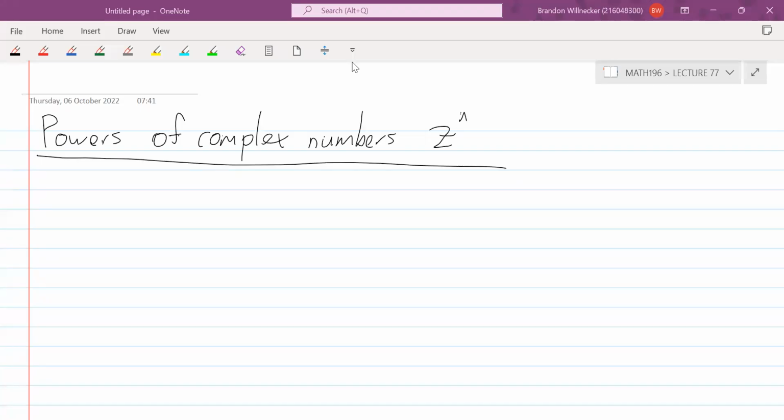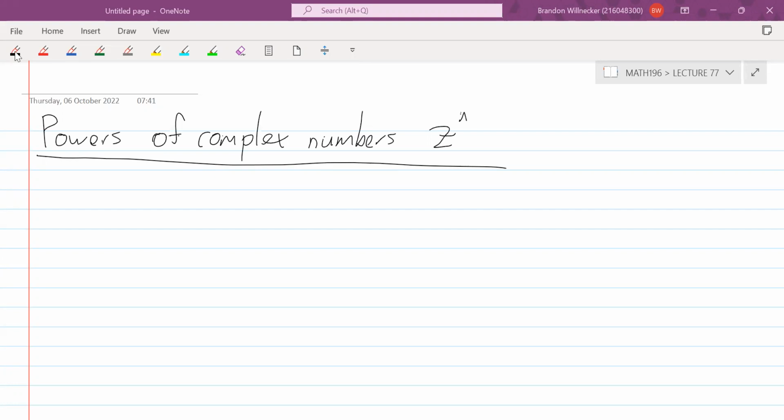Hi everyone. So today we're going to be looking at powers of complex numbers. So that's going to be z to some power n. Now, before we get to that, we just need to go over the polar form of complex numbers because that's going to make our calculations a lot easier. Okay, so what is the polar form of a complex number?